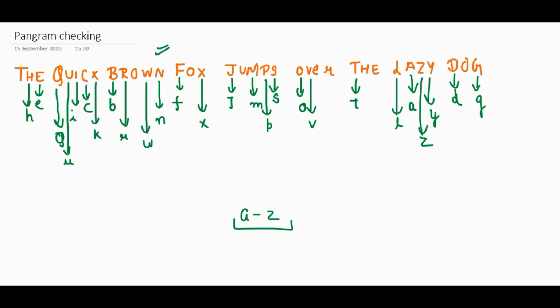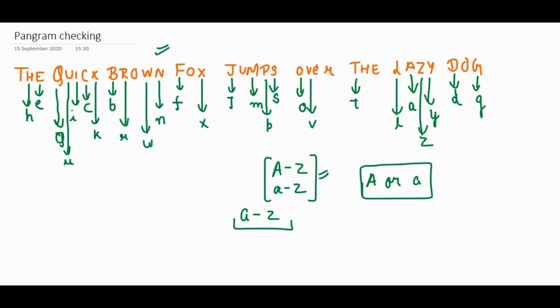Here we are considering uppercase letters and lowercase letters the same. So there is no difference between them. If we have capital A or small a, it is considered that it contains A as an element.